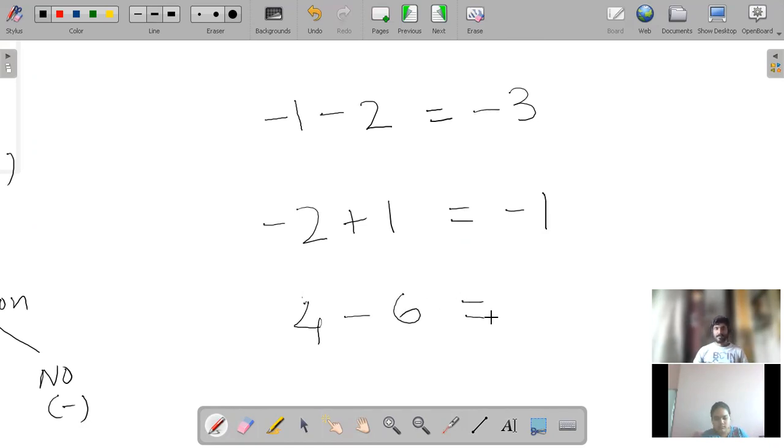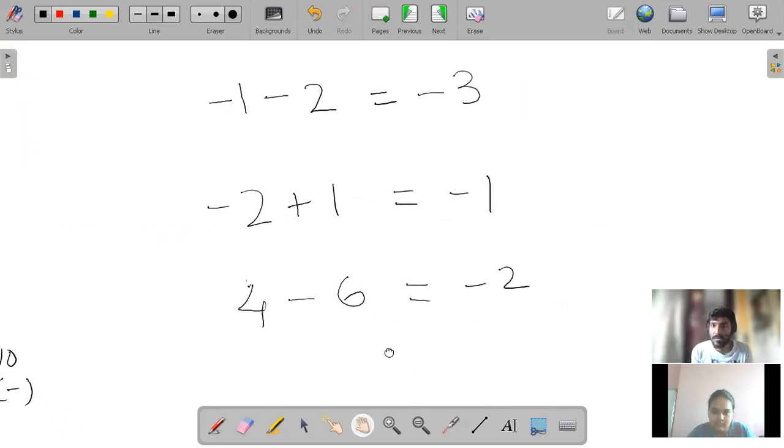How much will this be? Minus 2. Okay, so this is the concept that you were telling about, which is very much different than when you do multiplication. This is simple addition, subtraction. But in the previous case, it was multiplication. When multiplying, they also said the same, but now I understood.